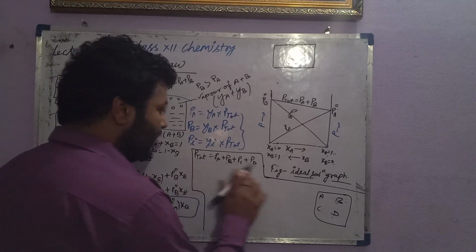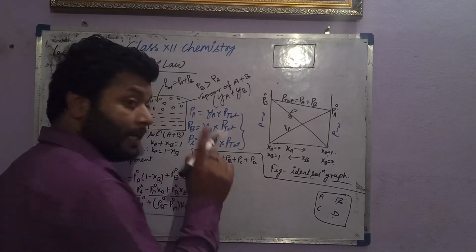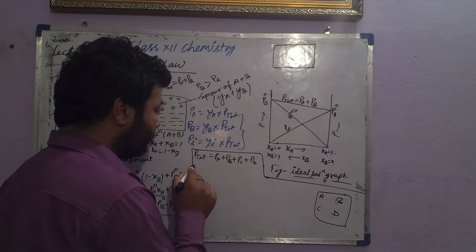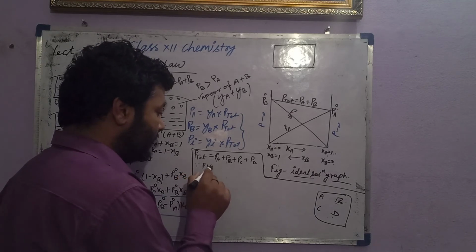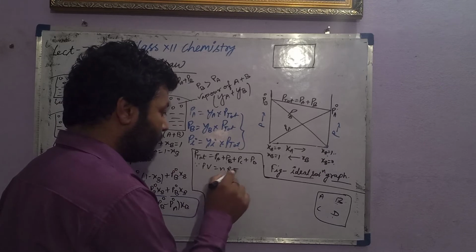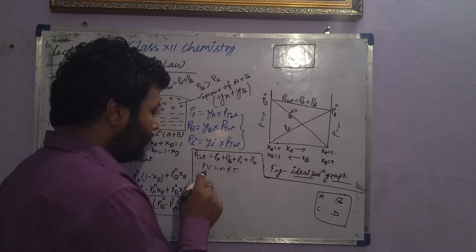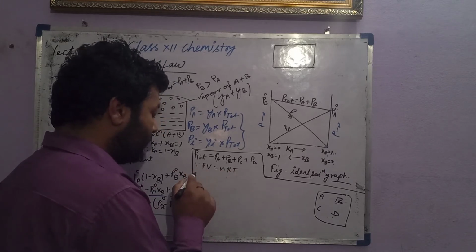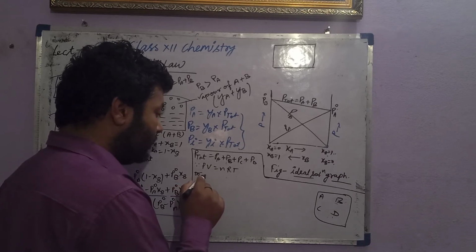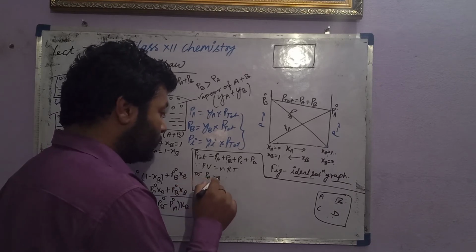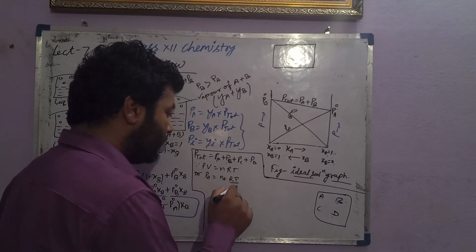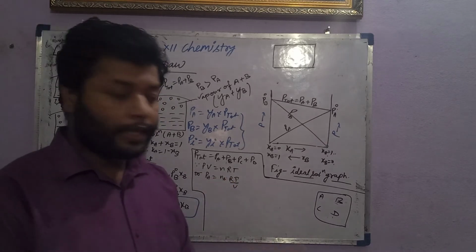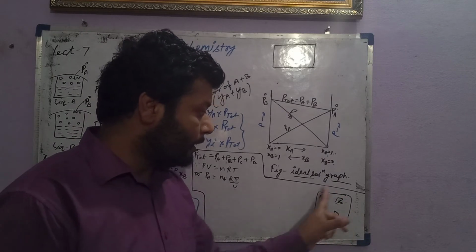That was Dalton's law. But from the ideal gas equation, PV equal to nRT, for any given condition, we can write P equal to nRT by V. Look at the condition: the volume of the container will not be changed.